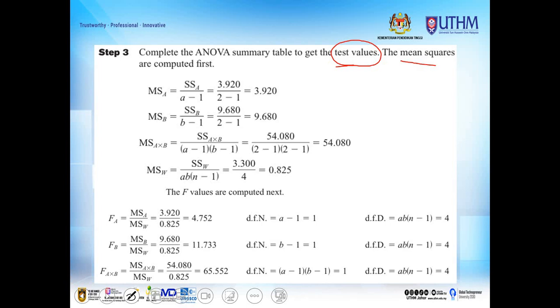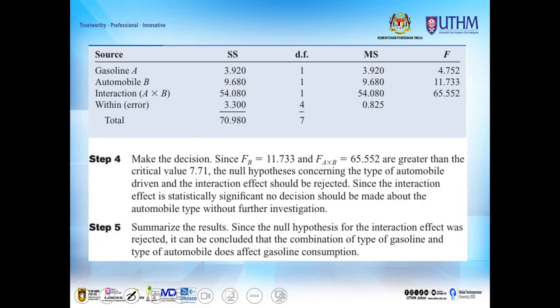Next, for the F values. Each F value will be MSA divided by MSW, MSB divided by MSW, and MSA times B divided by MSW. So all these values you got, as well as the DFN and DFD. Based on this, we will write everything in the table. So you just fill up the table.